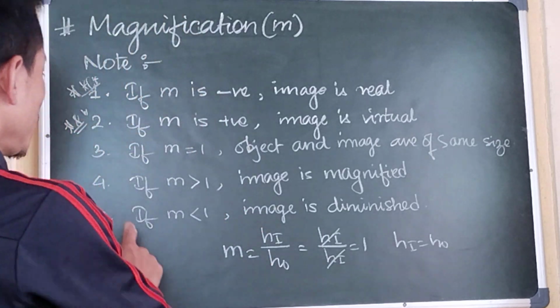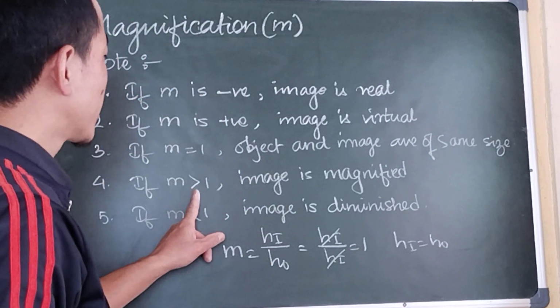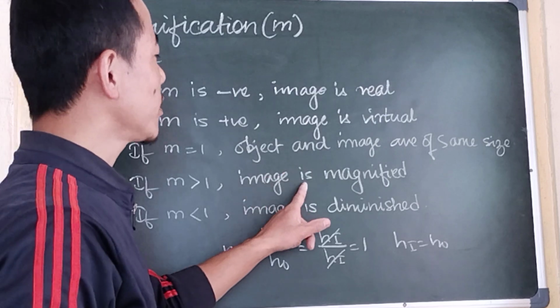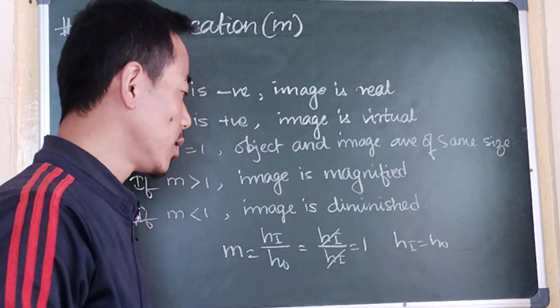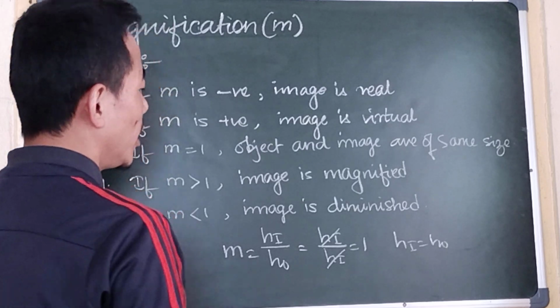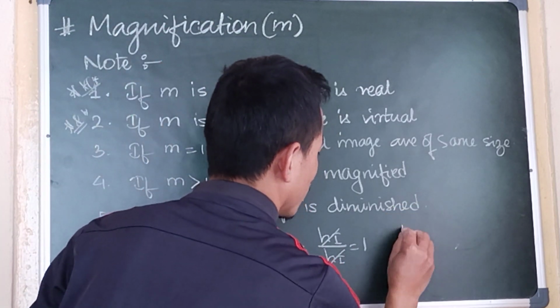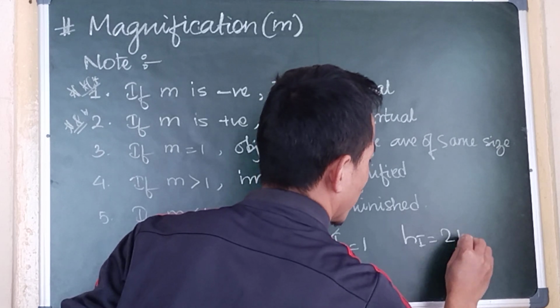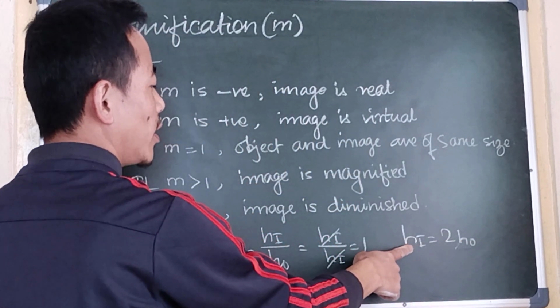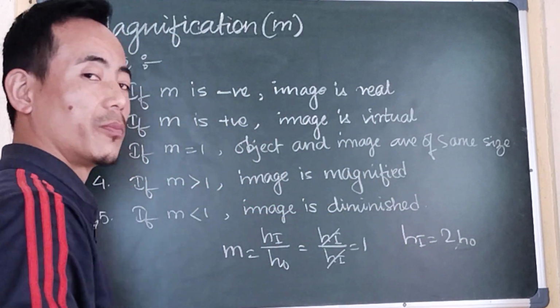Now, the fourth case, M is greater than 1, means the image is magnified. The image formed is larger than the object. For example, in this case only, if we take HI is equal to, let's say, 2 times HO, that means the height of the image is twice the height of the object.